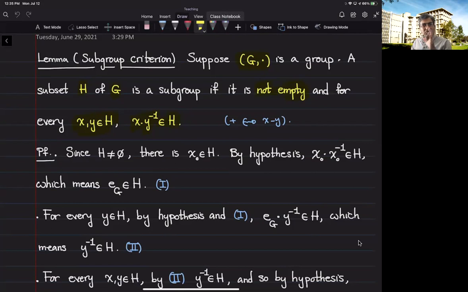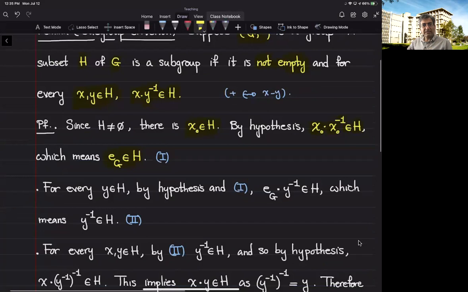We know that H is not empty. That means I have some element inside H, let's call it x naught. I'm going to use the hypothesis that if x, y belong to H, then x dot y inverse is inside H. I'm going to apply this for the pair of elements x naught, x naught. Because x naught is inside H, I deduce that x naught times x naught inverse is inside H. That means the neutral element is inside H. So that's the first claim that I have made.